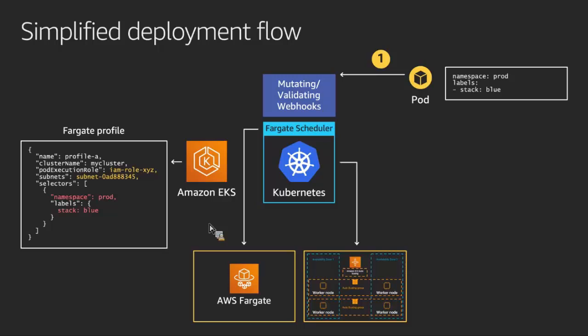So you, the user, come in and you want to deploy a pod in the prod namespace, and this pod has a label that says spec equal blue.